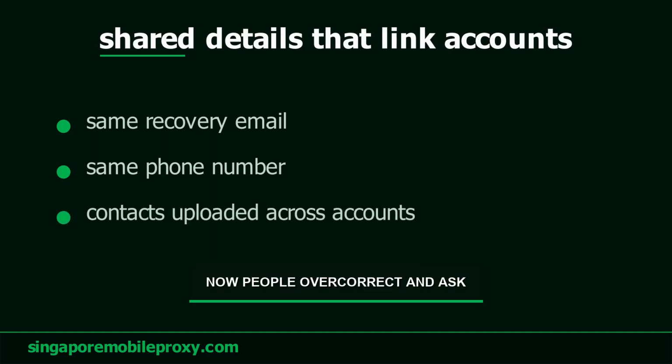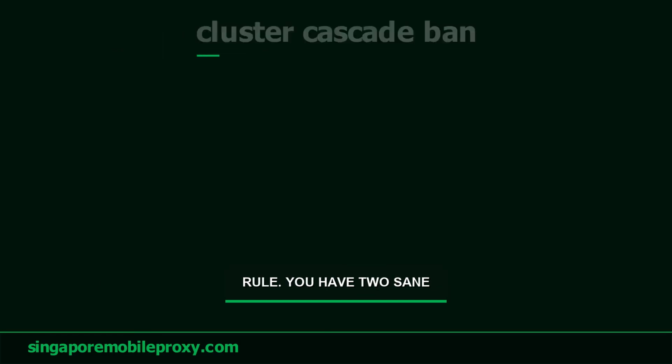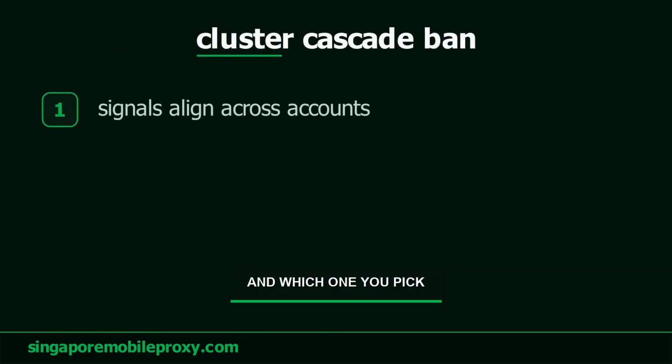Now people overcorrect and ask the opposite question. Do I need 50 separate IP addresses for 50 accounts? Not necessarily, and this is where judgment matters more than a blanket rule. You have 2 sane patterns, and which one you pick depends on how valuable each account is.